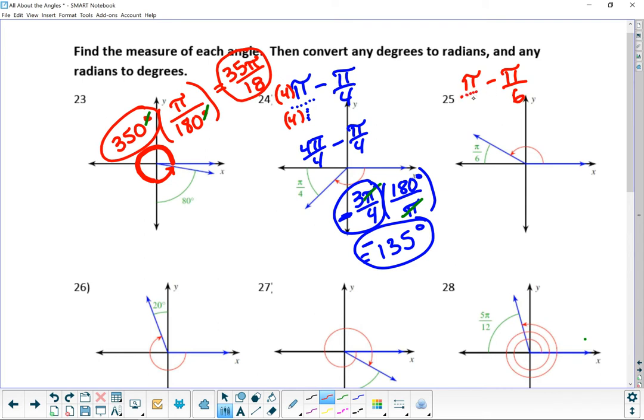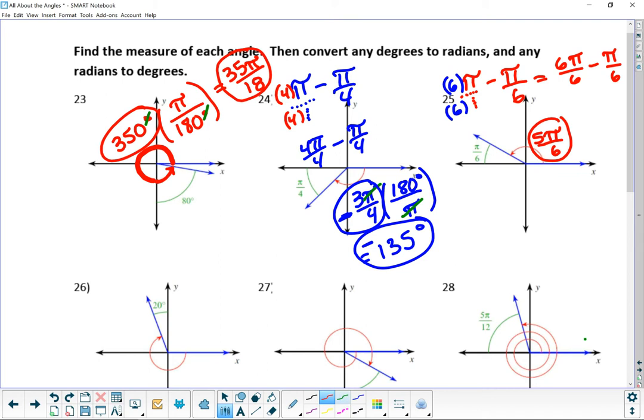And again, I'm going to get a common denominator of 6 here. So times 6, times 6. So I will actually have, here, I'll work it out over here, 6 pi over 6 minus 1 pi over 6. And 6 minus 1 is 5. So this answer here is 5 pi over 6. Okay, so that's my answer.